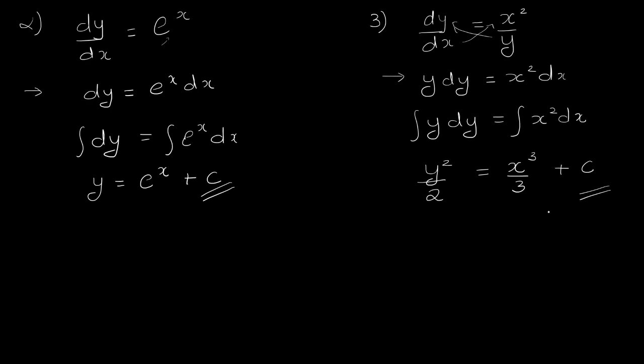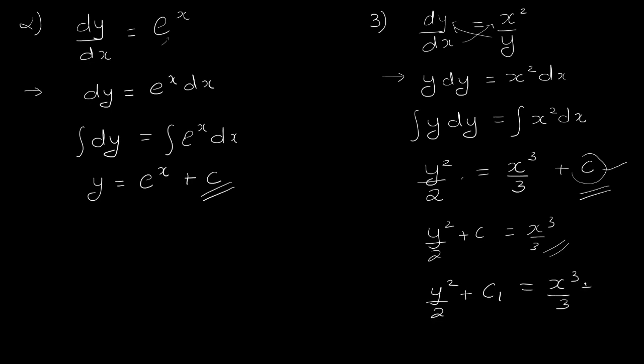So this one is a solution, or you can write this as y square by 2 plus c is equal to x cube by 3. At any place you just have to add c. It can be on this side or on this side. Either this is the solution or this is the solution. Or you can even add it on both sides: y square by 2 plus some constant c1, and x cube by 3 plus some constant c2. They will be different, and this is also fine. Any form is just fine.